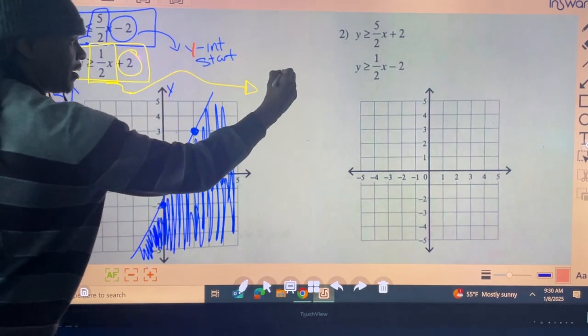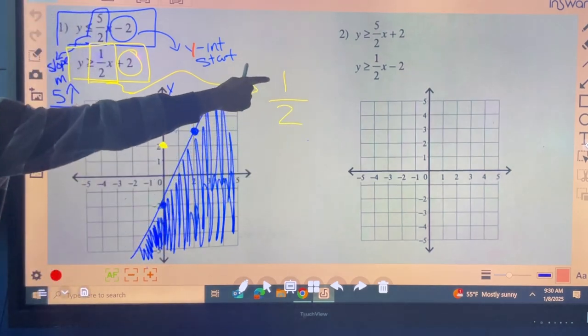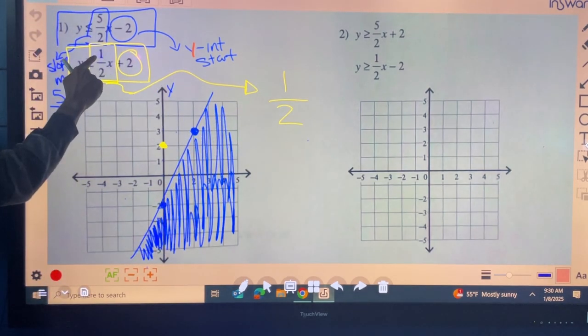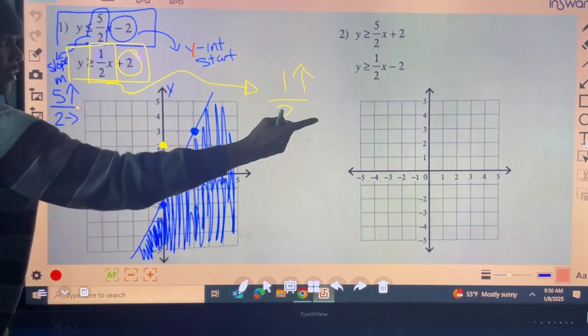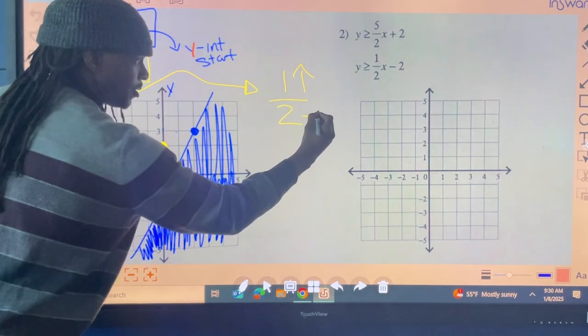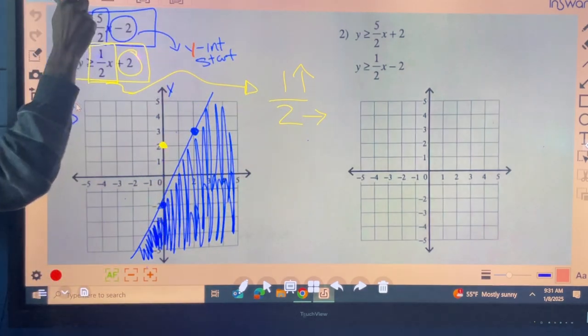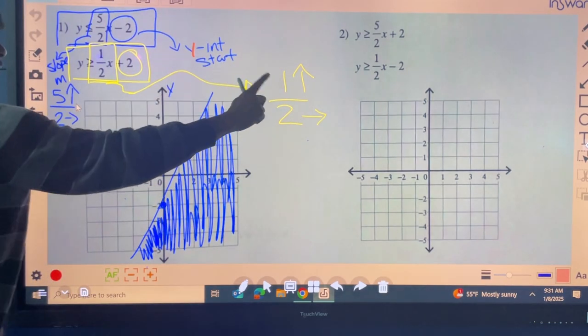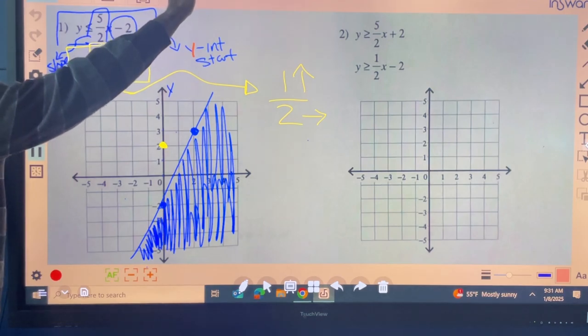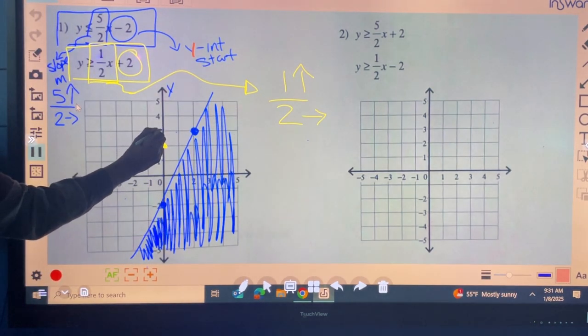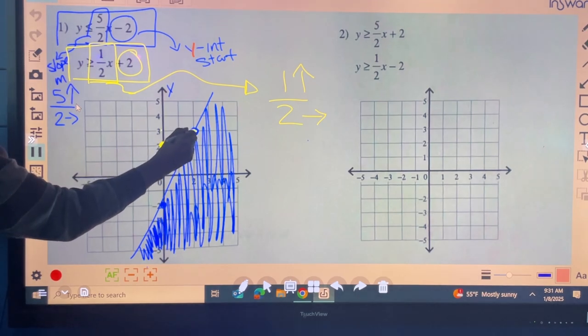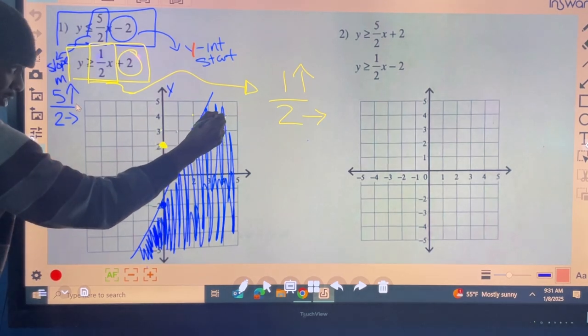Telling me I got to do what? What am I doing with the slope? The number's positive, so I'm going uno arriba. Y va a la derecha, dos. Sí, I'm going arriba, uno, and dos a la derecha. So from here, arriba, uno, dos derecho, point. Arriba, uno, dos derecho, point.